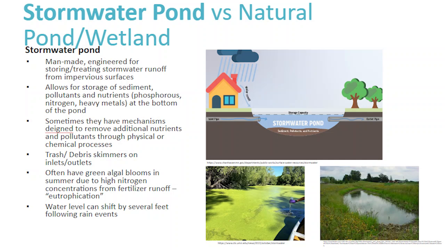So a stormwater pond is a man-made engineered structure for storing and treating stormwater runoff from impervious surfaces like roads, sidewalks, anything that doesn't have drainage. It allows for the storage of sediment and pollutants and nutrients. The big nutrient that we are trying to eliminate from entering our water bodies is phosphorus, but there are other macronutrients that also make their way into that water, and we just don't want that making its way into the end destination of every stormwater pond, which is either a lake, a stream, or a river.